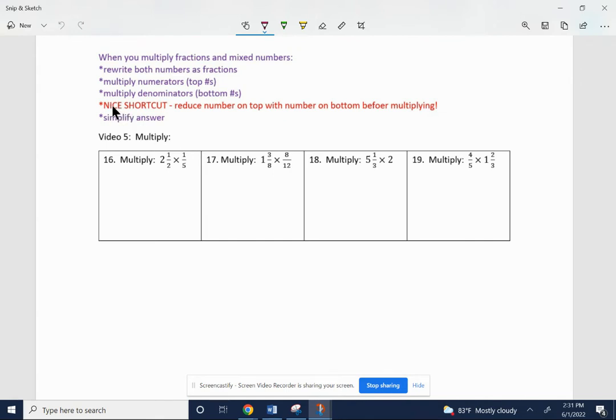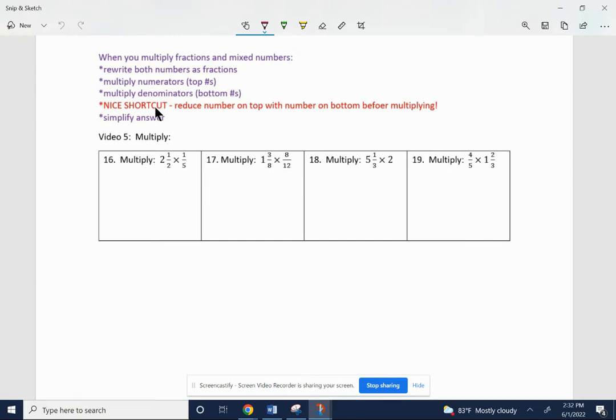Now I also want to show you this shortcut. Before you multiply the numerators, the tops, and multiply the bottom numbers, the denominators, you could reduce. If you have a number on top and a number on the bottom that could be divided by the same number, you could go ahead and do that. And I'll show you when that happens, because that really does make your numbers smaller and it makes the problem easier to do. Okay, let's just do the first problem together.